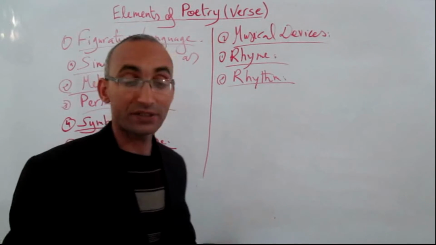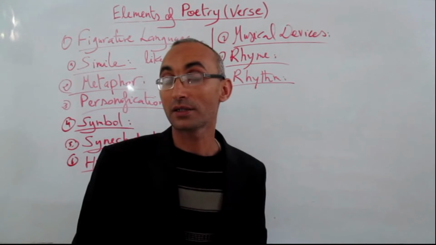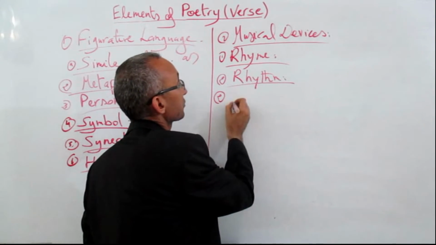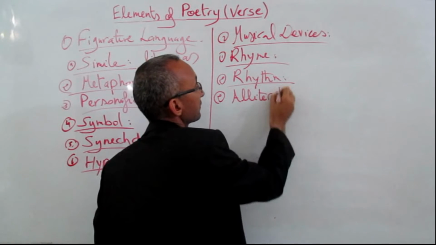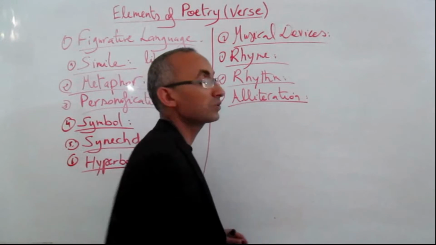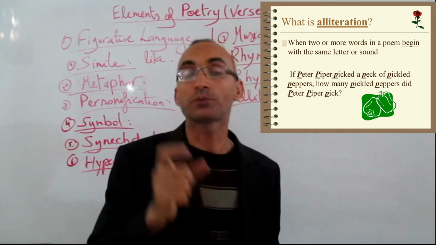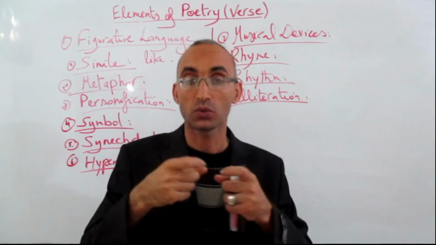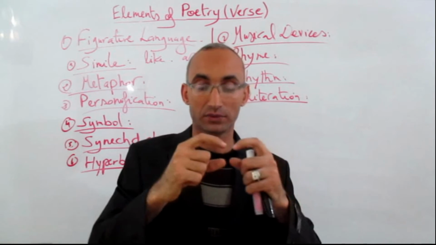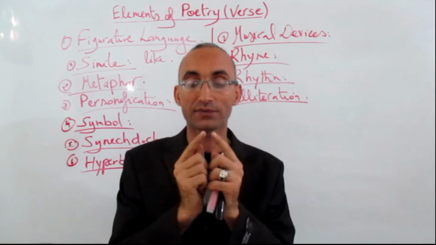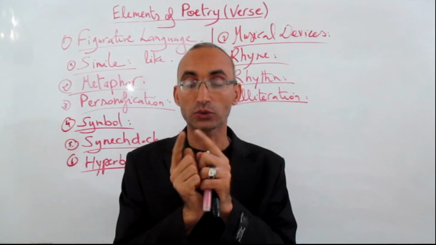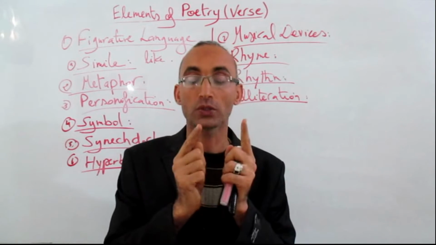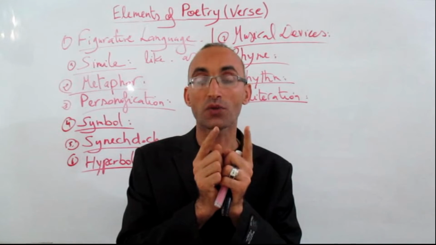Rhythm. Also, we have another important sound device, which is called alliteration. What do I mean by alliteration? Here it is the repetition of the same sound, usually consonant, at the beginning of close words. We have words in a poetic line which are near to each other and start with the same consonant or letter, let's say, or sound. We call this technique or this device alliteration.